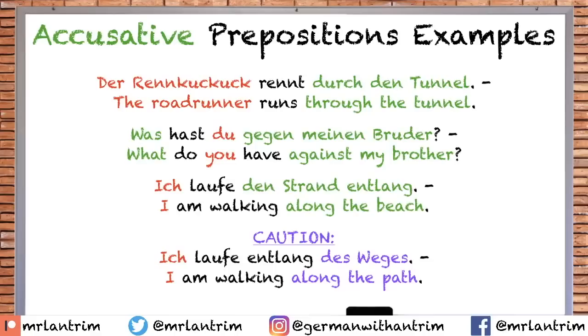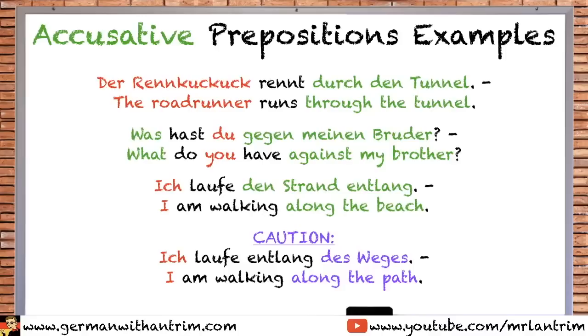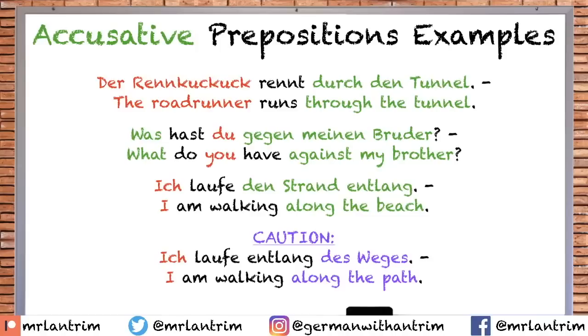Ich laufe den Strand entlang. I am walking along the beach. That's accusative case. And this is the reason that my textbook never brings up the word entlang. That's because if you use the word entlang after your prepositional phrase, so we have den Strand, which is the thing that is being connected with entlang in this sentence. I am walking along the beach.